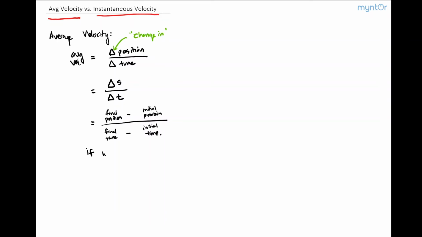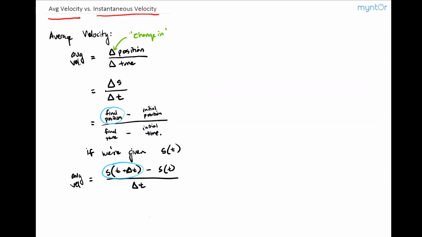And if we're given a function s of t, we could say that the average velocity is equal to the function s of our start time plus the change in time, minus the position s at the initial time, divided by the change in time. And so what you might notice is this is our final position. This is our initial position. And this, final time minus the initial time, that's just delta t.